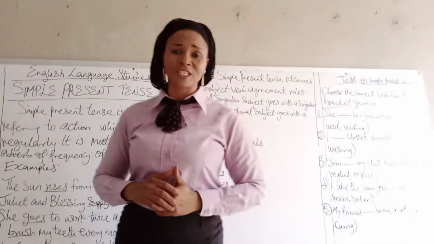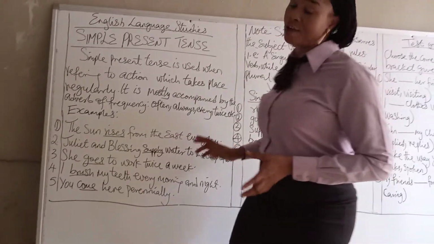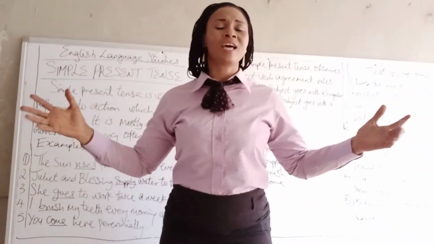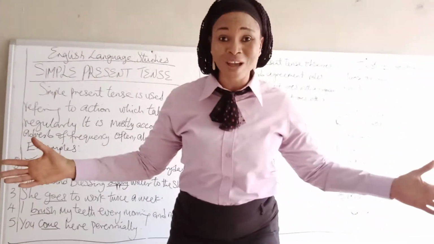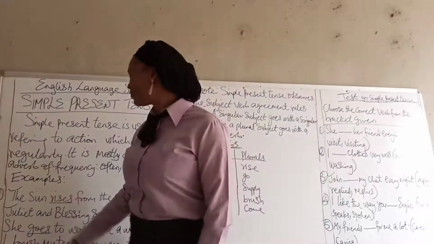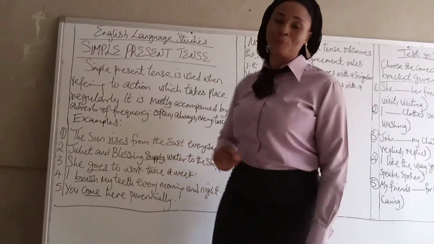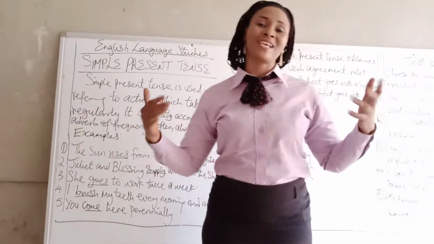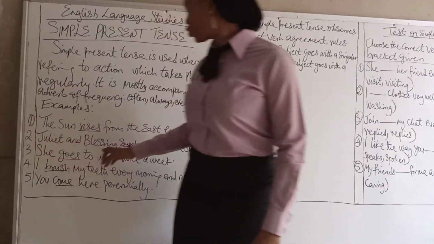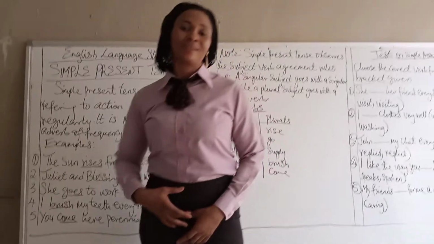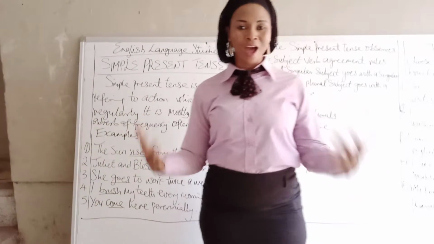Now we have some examples of simple present tense, like the sun rises from the east every day. This is something that happens every day. The sun must always rise from the east. Or have you ever seen the sun rising from the west before? No! Alright, we have Juliet and Blessing supply water to the shop often. This tells us what Juliet and Blessing do every time. Okay? Then she goes to work twice a week. This tells us what she does every week. She goes to work twice a week.